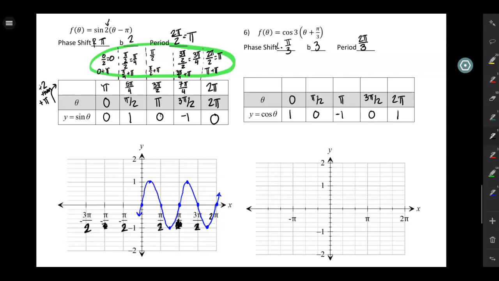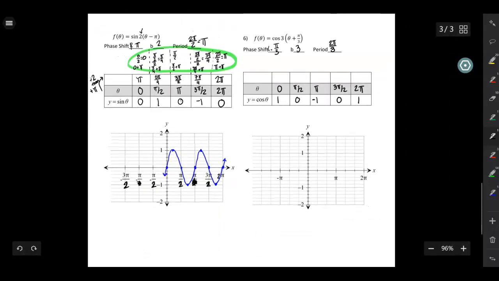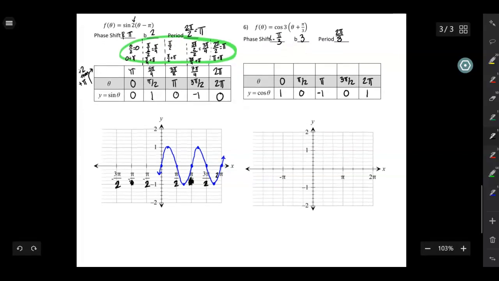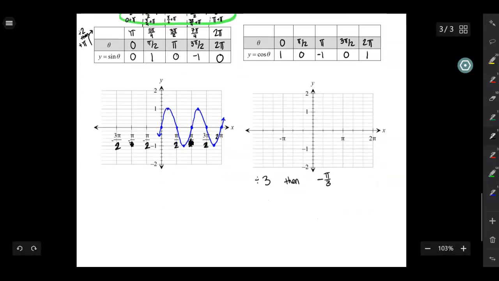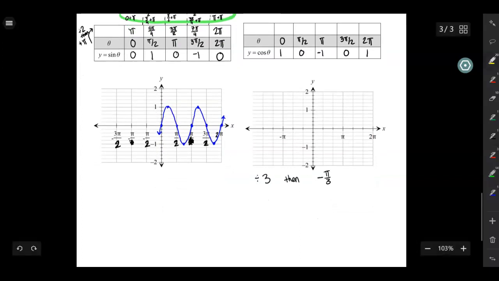Okay. So I'm actually going to do my work a little bit more extensively below on this one. I need to first divide all my theta values by 3, and then I need to subtract pi over 3, because that's my phase shift. So I'm just going to go ahead and work through each of these. My first theta value is 0. I'm basically just taking these values from my theta row, and I'm going to perform these transformations.